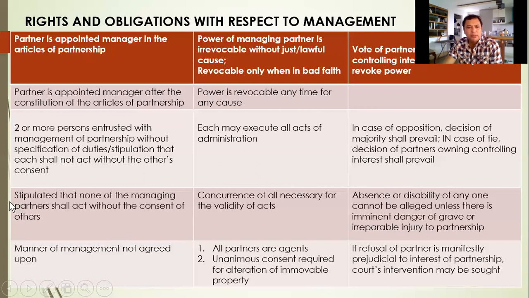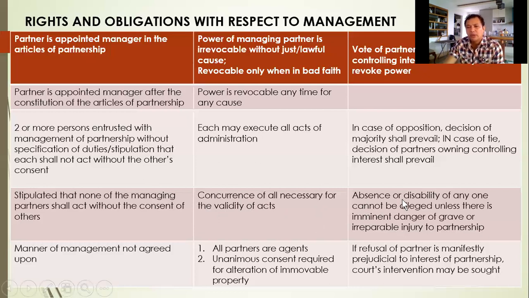Another scenario is when it is stipulated that none of the managing partners shall act without the consent of the others. So here there is an agreement that in case there are two or more partners who will manage the partnership, one cannot act without the consent of the other. So it is required that the concurrence of all is necessary for the validity of acts, meaning all of them should decide in order that an action or decision will be valid.